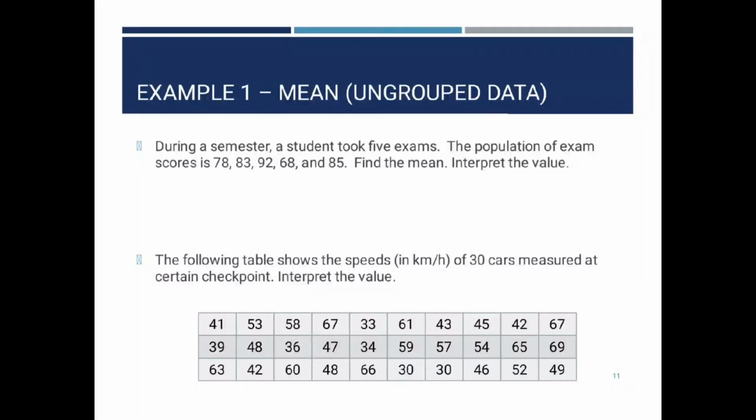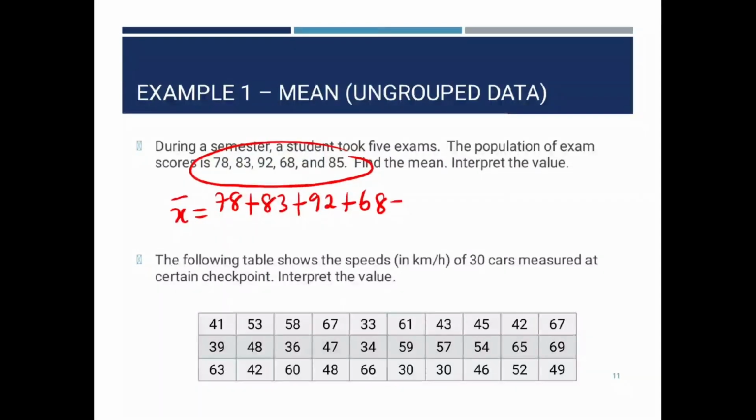Okay, during a semester, a student took 5 exams. The population of exam scores is 78, 83, 92, 68, and 85. Find the mean. Interpret the value. Okay, so as you can see, we are dealing with ungrouped data. So the formula for mean is 78 plus 83 plus 92 plus 68 plus 85 divided by 5.